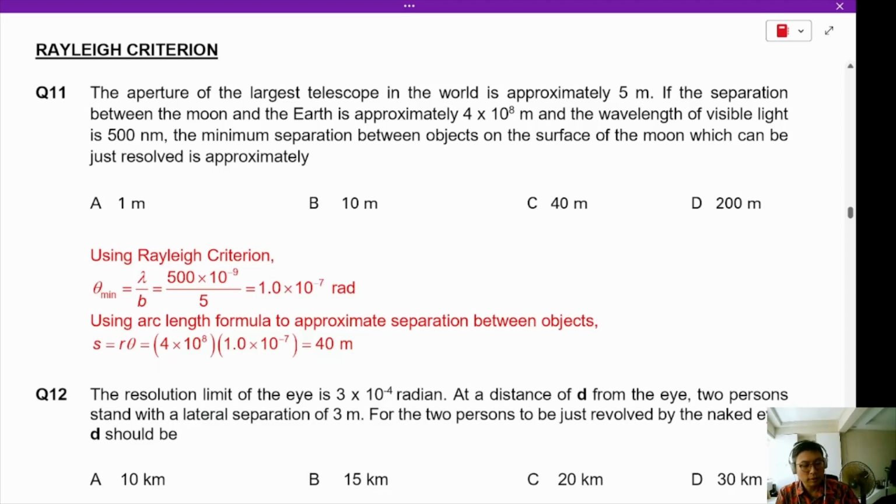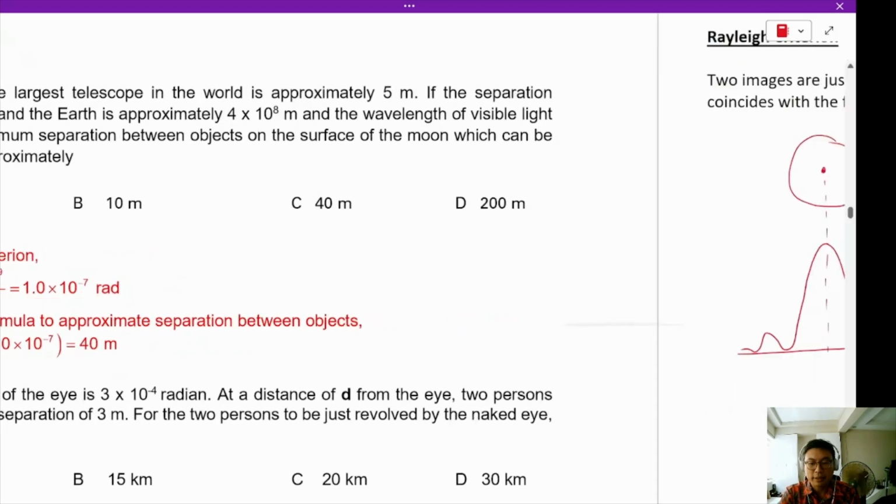Hello again, welcome back to the third part of superposition. Today we are going to do the Rayleigh criterion.